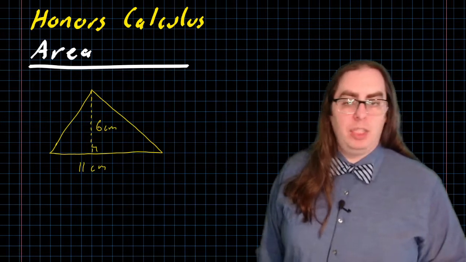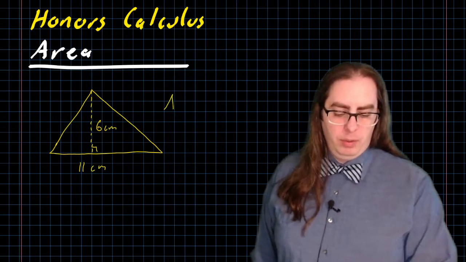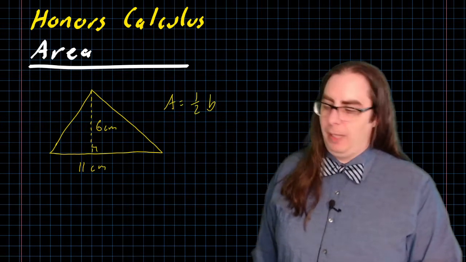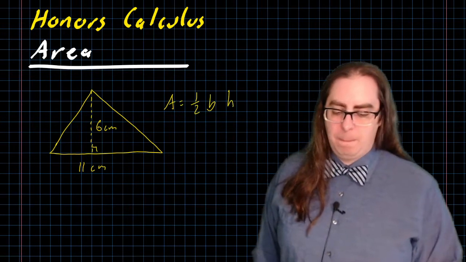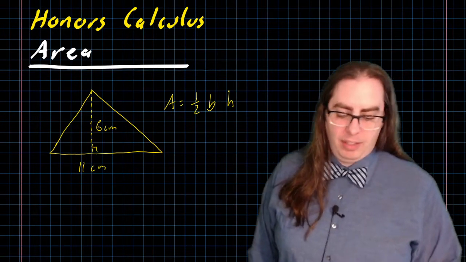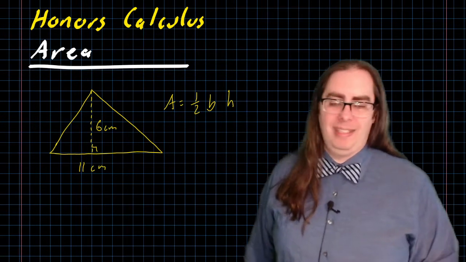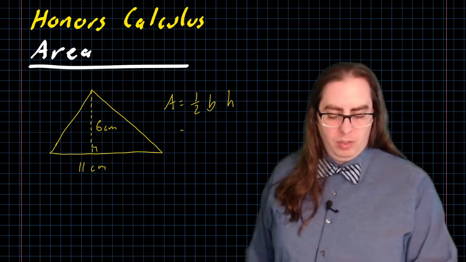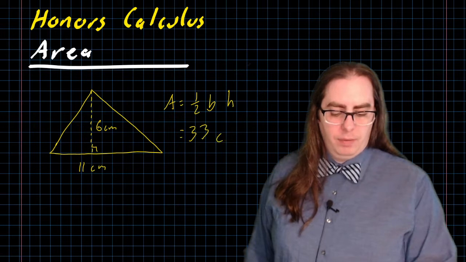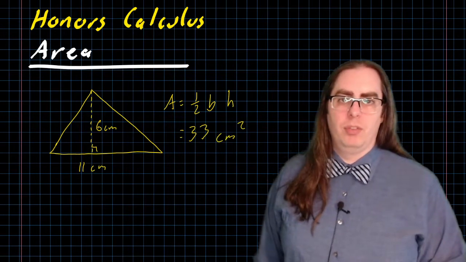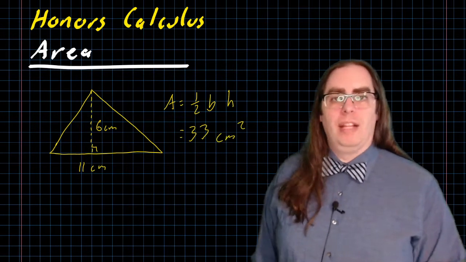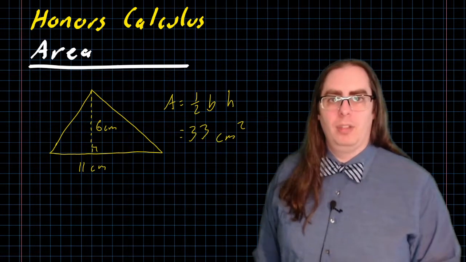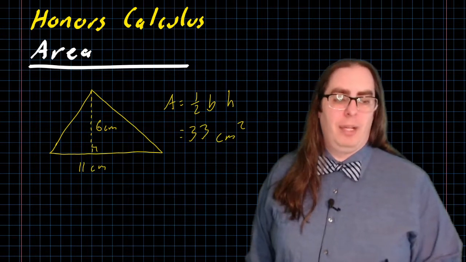that we can calculate the area of this triangle is 1/2 times the length of its base times its height. In this particular case, the length of the base is 11, the height is 6. 1/2 times 11 times 6 is 33 square centimeters. Right? Nothing new there. That's old hat. That's something that you should be able to do in your sleep at this point. And so that's not what I care about.